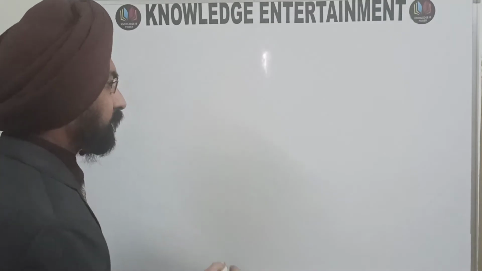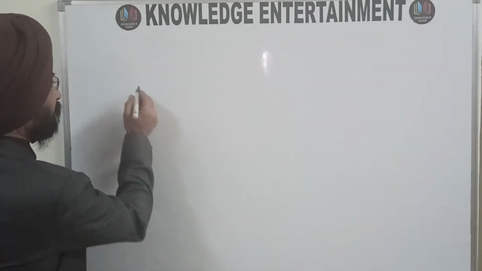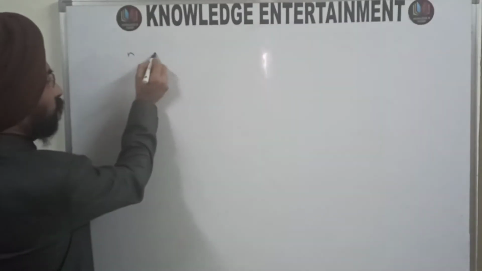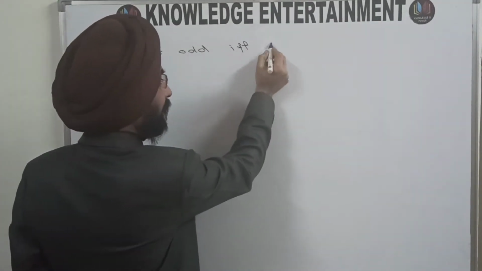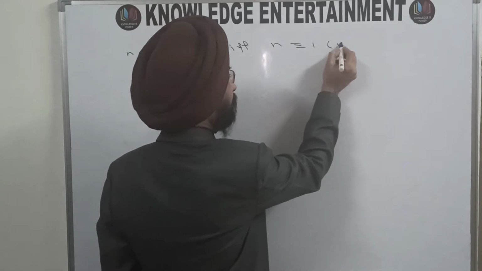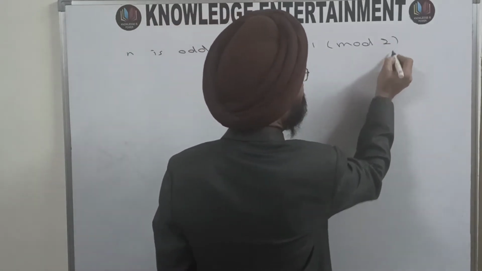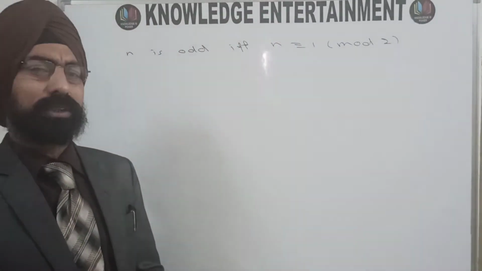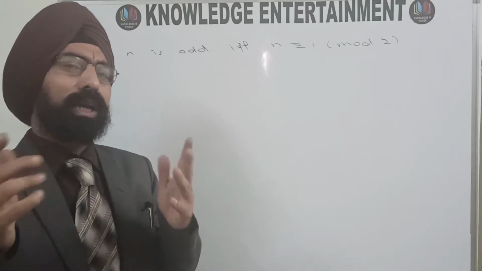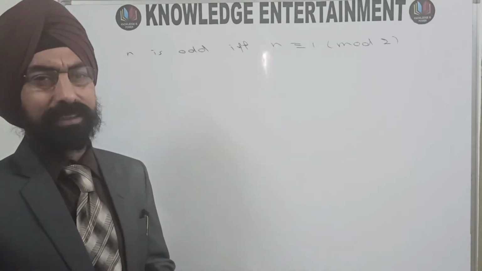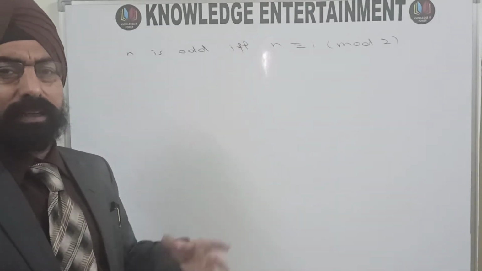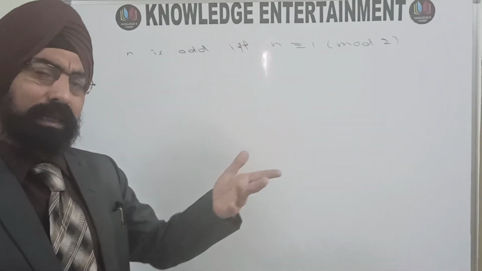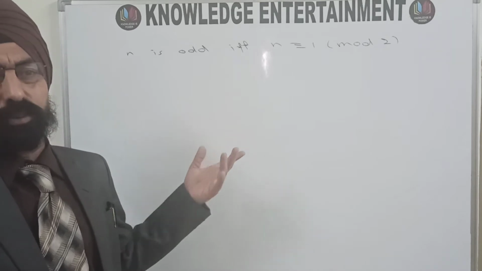Moving on to the next question. Very easy once again. N is odd if and only if N is congruent to 1 modulo 2. It's a very easy example, very easy question. You can just visualize it in your mind. If and only if, so we'll have to give both way proof. The direct proof as well as the converse, and both are just 2 or 3 liner proofs.